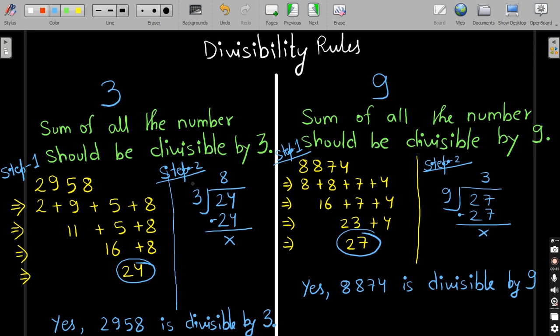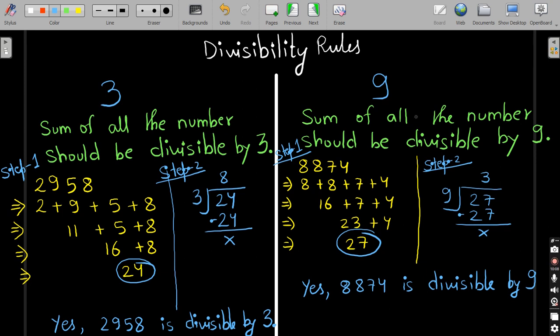Step 2 is what? I will divide. Suppose I need to check the condition of 3, then I will divide that sum by 3. And if my remainder is 0, then I will say yes, 2958 is divisible by 3. And if I get a remainder not equal to 0, then it is not divisible by 3. If the remainder is 0, then it is divisible. If the remainder is not equal to 0, then it is not divisible.